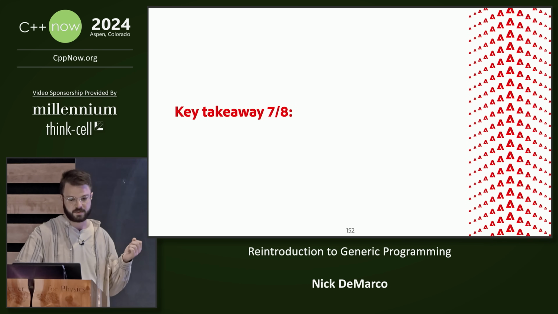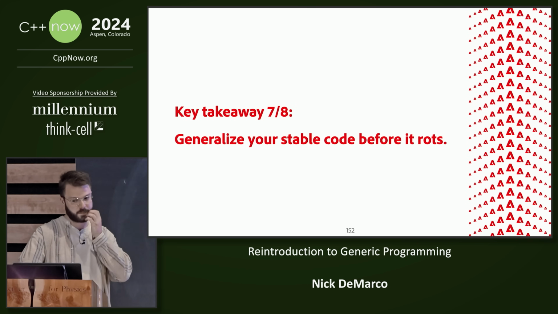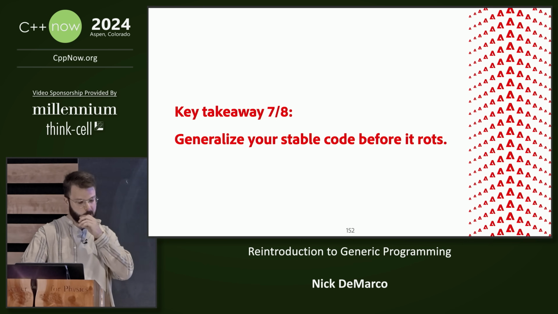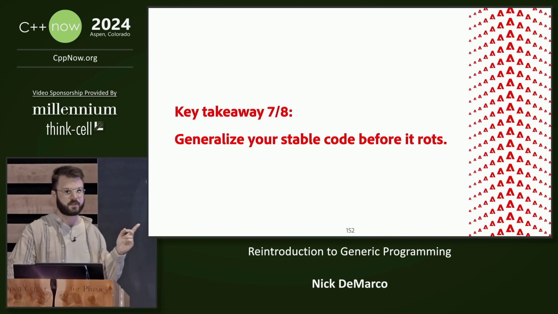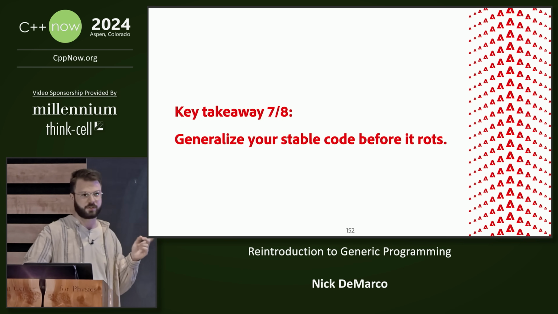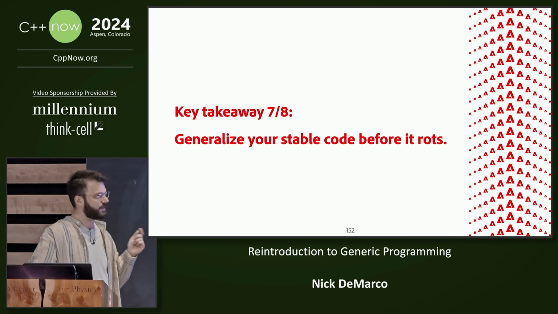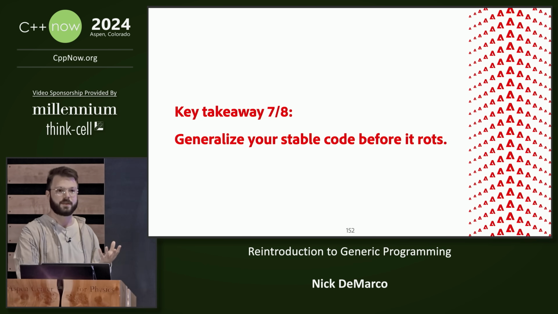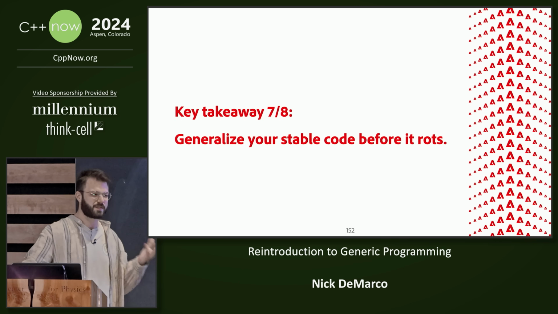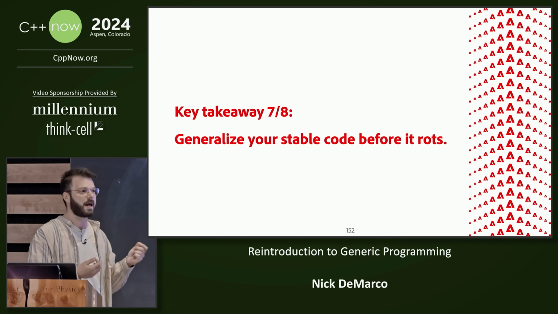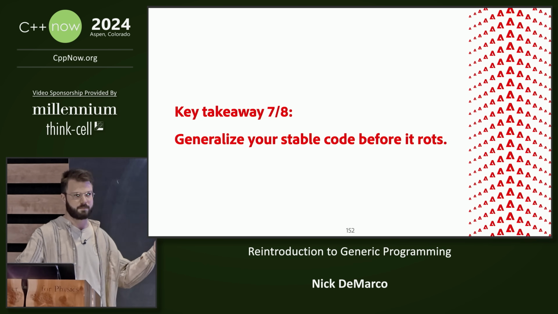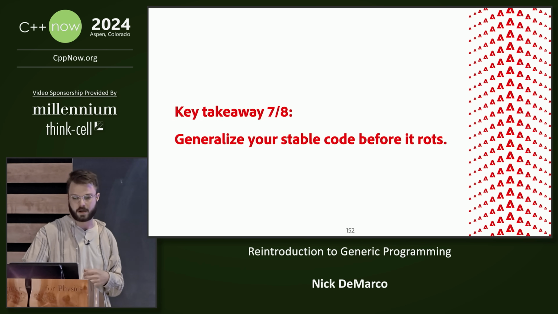All right, key takeaway 7 of 8: generalize your stable code before it rots. This is the first time that I've given this talk in a 90-minute format. So originally there were 7 takeaways, now there's 8. These are basically bonus slides at this point. But in preparing this talk, I was trying to get a grip on this notion of stable. Like, that's kind of squishy, and I would rather formalize that if I'm going to advocate that you behave based on the definition of that word.